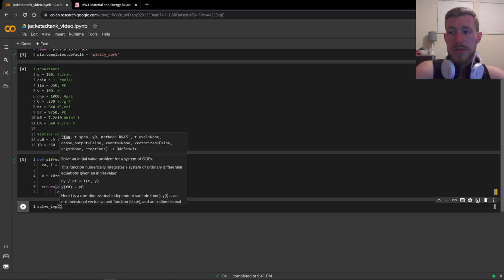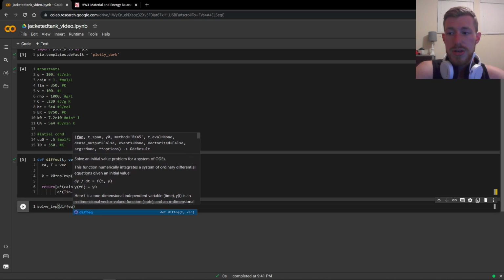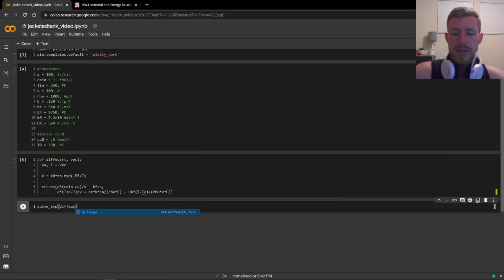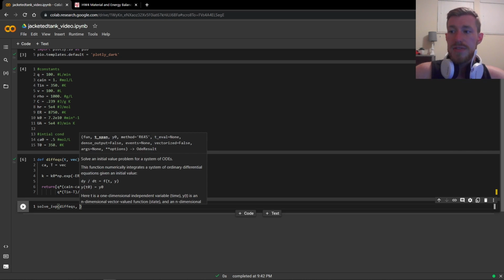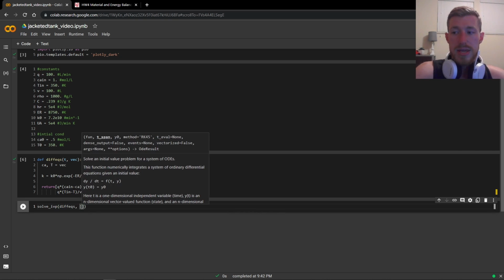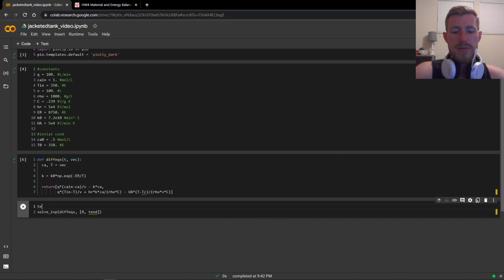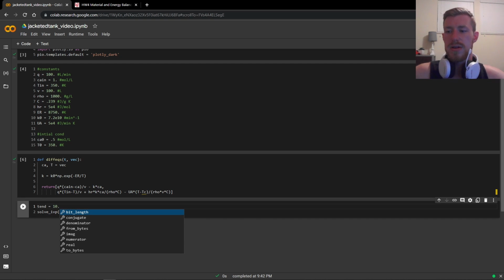And remember, the first thing we're going to do whenever we do solve IVP is the function we want to solve, which is our diff equations, diff EQ. I want to make that diff EQs because we have two of them, so I'm going to make that here diff EQs. Next thing we need is our time span, which I'm just going to say is from 0 to t end, and we're going to have to define our t end up here, which is fine. t end is going to be equal to, we'll just say 10 for now.